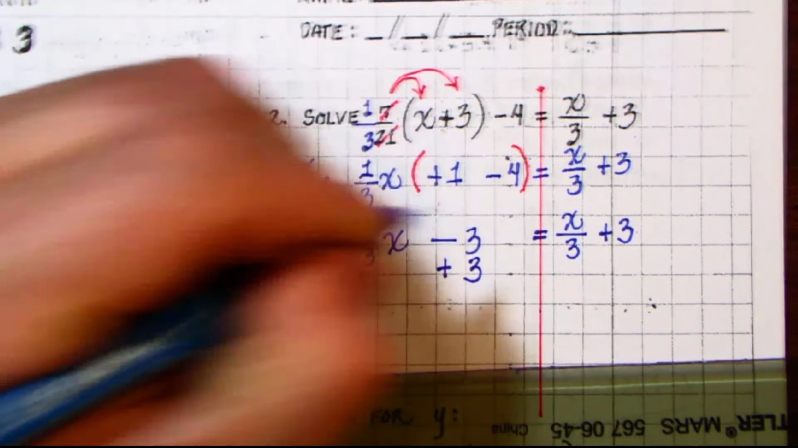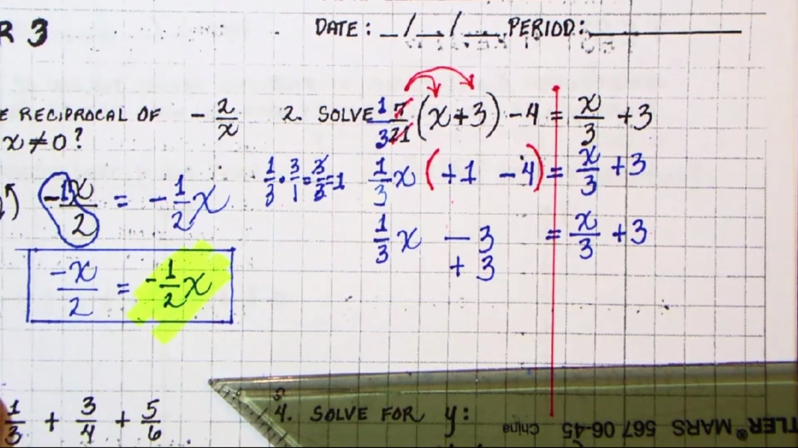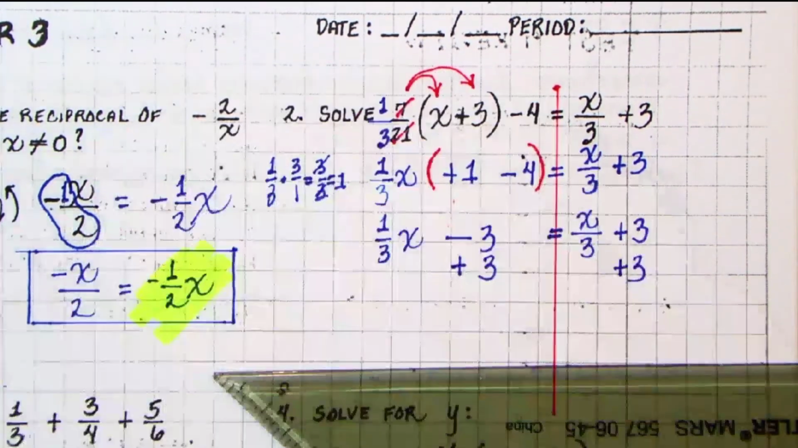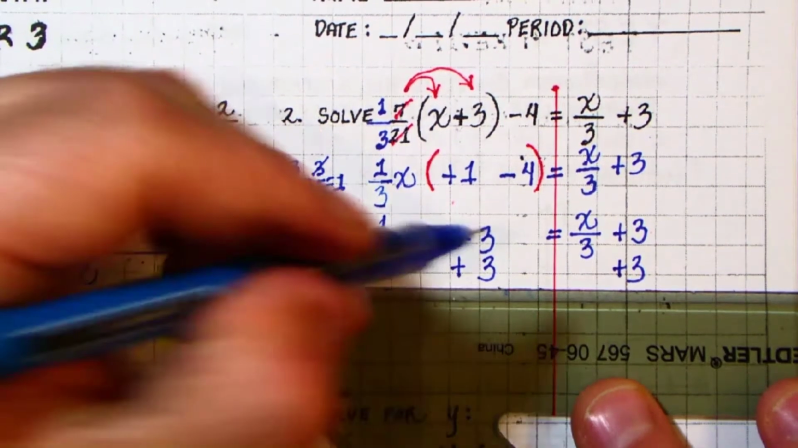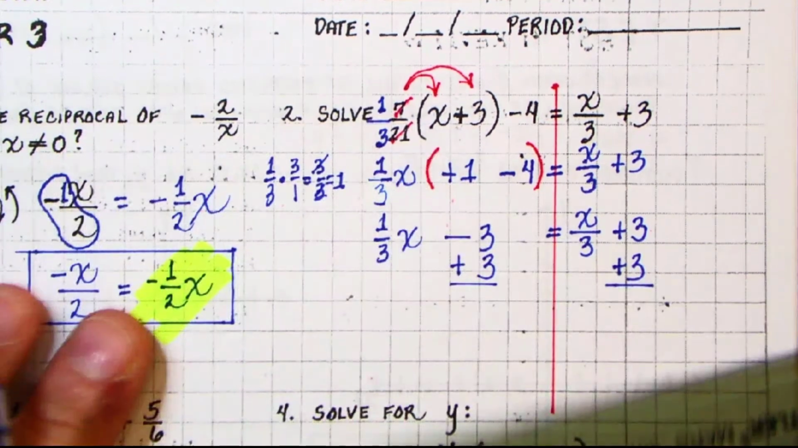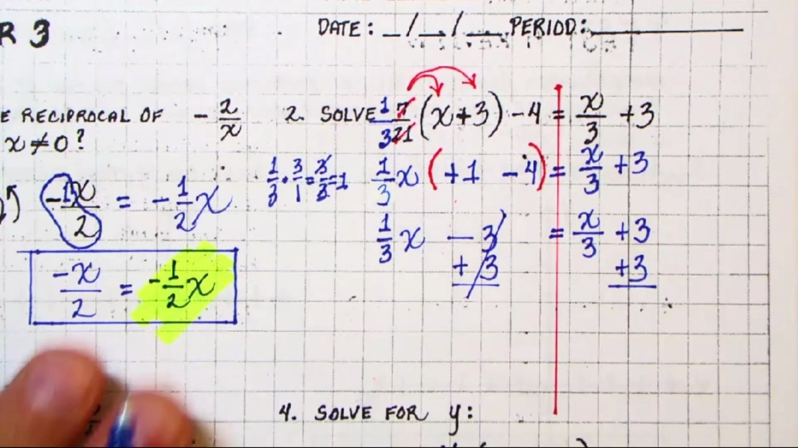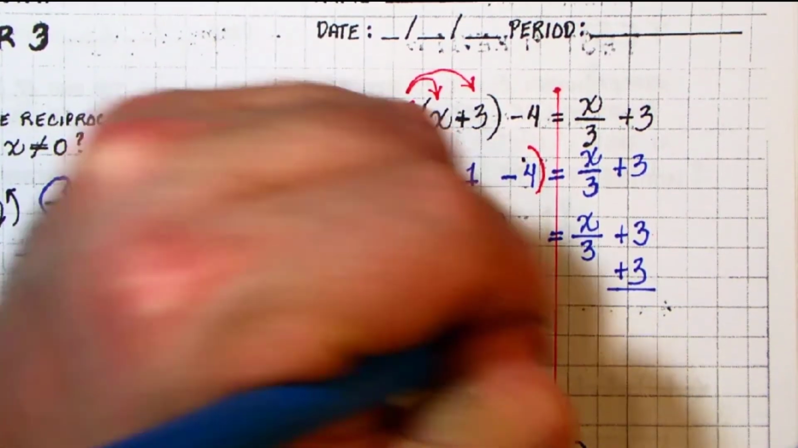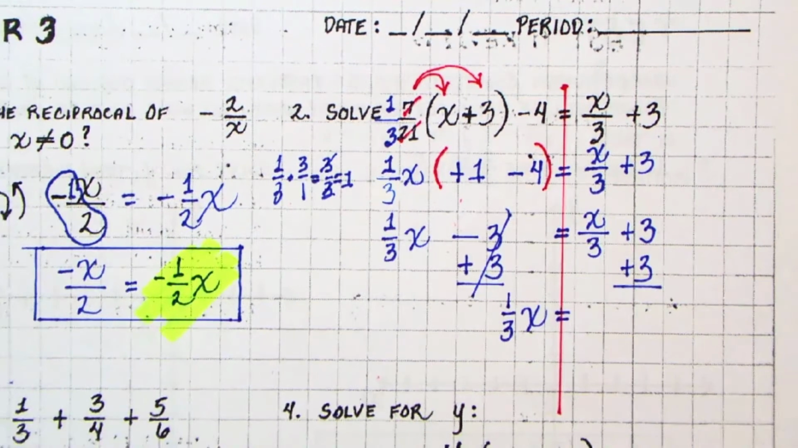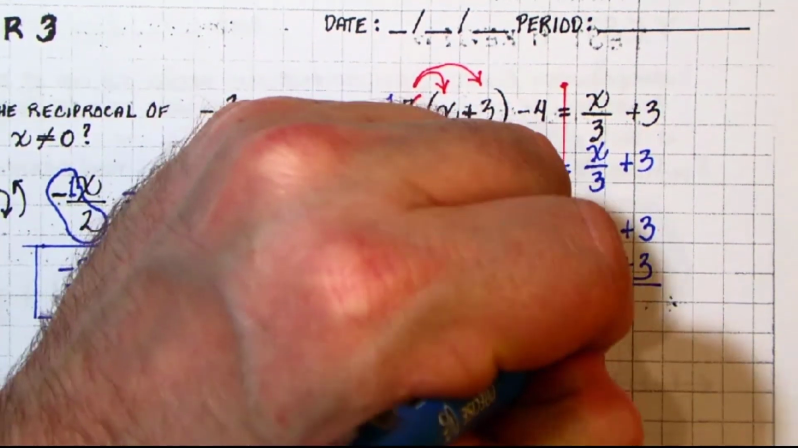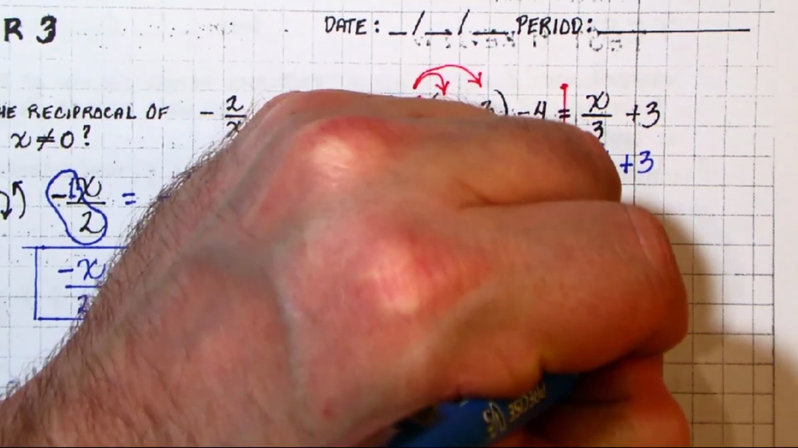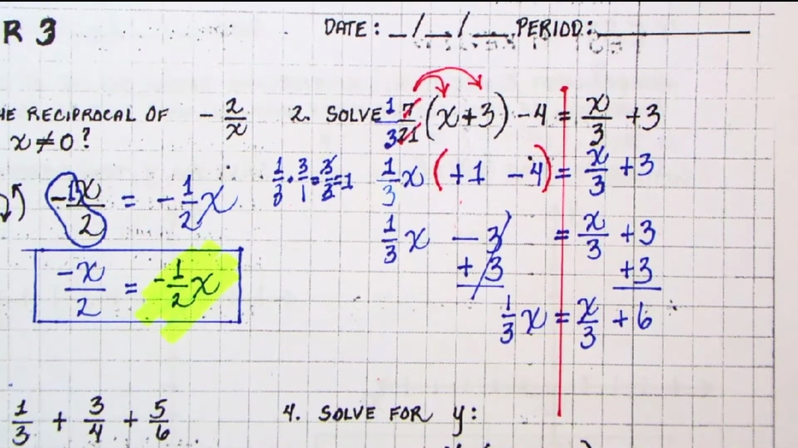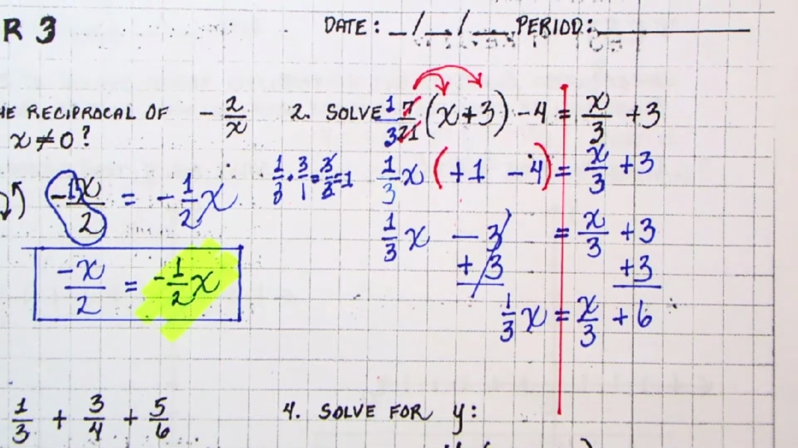I'm going to add 3 on the left. That's it, right? Oh, add it on the right as well. Got to keep it in balance. Remember, that's what algebra is literally all about. And then we're going to cancel these out. Now I'm going to bring down this 1/3 x equals x over 3 plus 6. So now what? Divide.